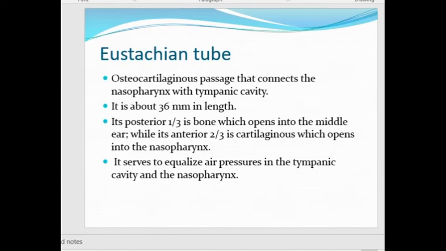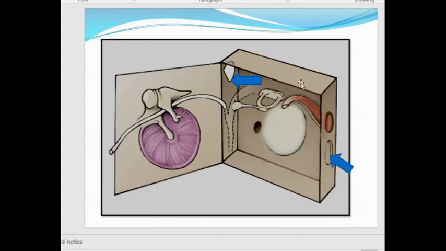Now we enter into the middle ear. The middle ear is an air-filled space that is made up of 4 walls with a roof and floor. See here, this is the middle ear cavity, which is part of the cleft. It is a 6-sided box, 6 walls box, and is filled with air. Anterior wall, posterior wall, roof, floor, medial, lateral.